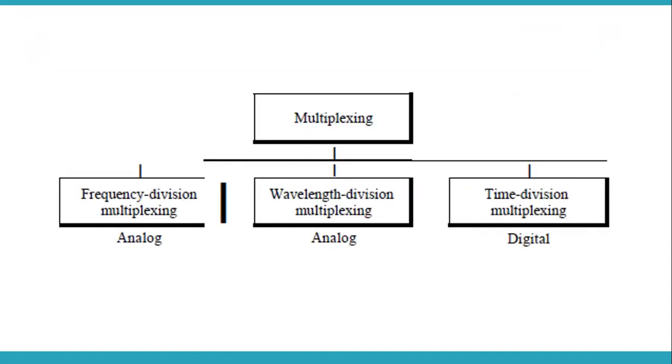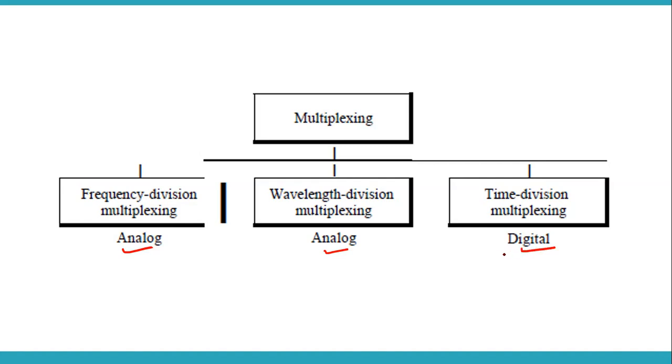Now your multiplexing is basically of three types: frequency division multiplexing, wavelength division multiplexing, and time division multiplexing. So frequency division, as from the name only we can say, basically it divides your frequency of the signal. Then wavelength division basically means it divides the wavelength of the signal, and time basically allots the time slot, gives time to each and every signal. So you have to remember this, that frequency and wavelength are analog and time division is digital.